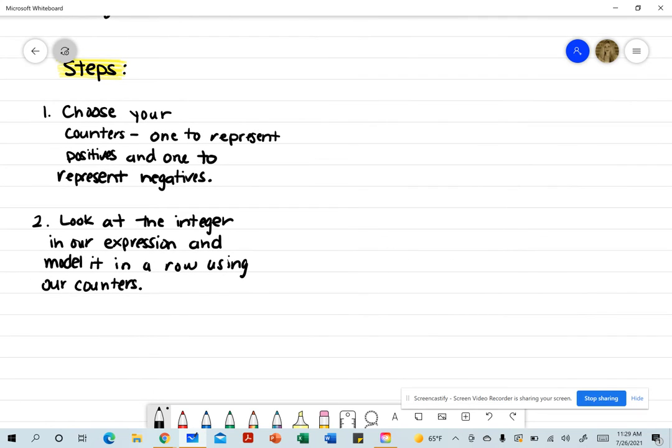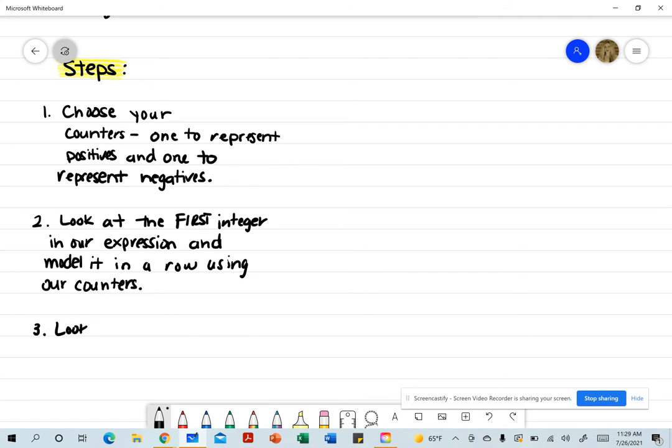So you look at the first integer in our expression. I missed the word first, which is very important. The first integer in our expression, and model it in a row using our counters. Well, after we do the first integer, guess what? We have to do the second integer.